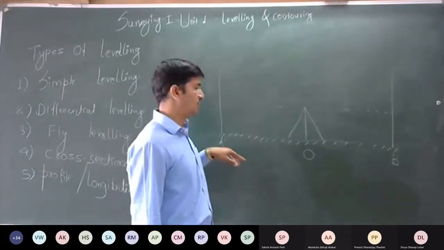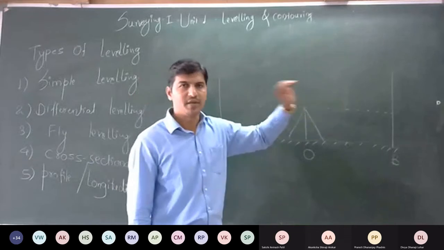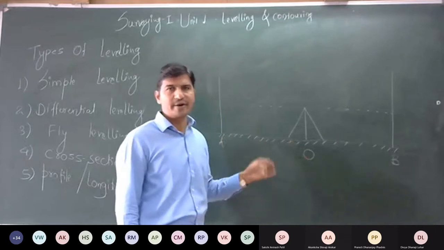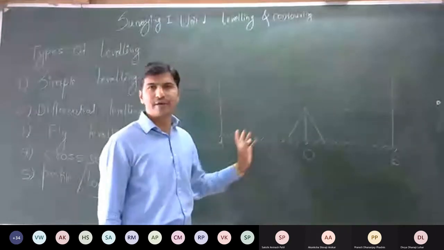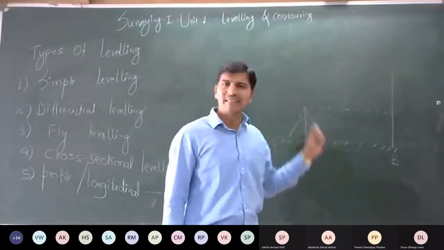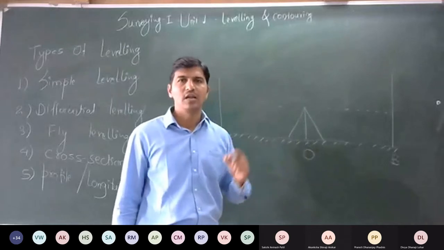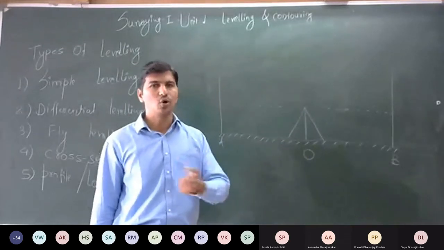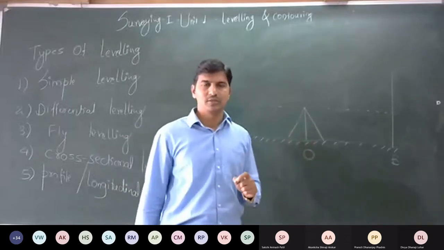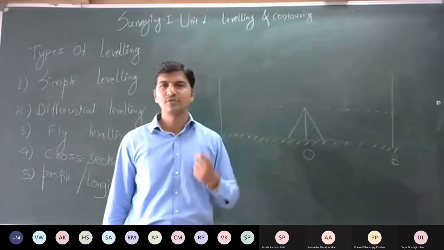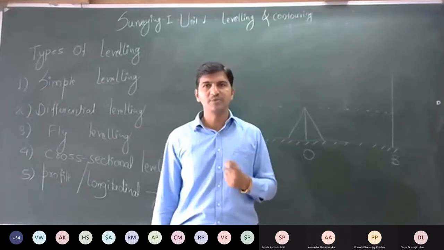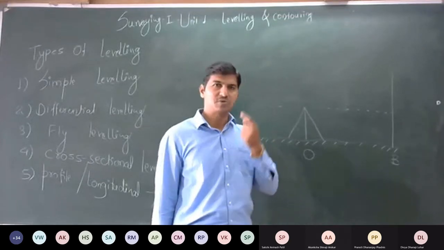The procedure to find out the level difference between point A and point B is: I have selected a station O, not exactly between point A and point B, but somewhere between them. On that station, I have kept a leveling instrument, dumpy or auto. After the temporary adjustments, I have found the height of instrument by keeping the staff on the benchmark.